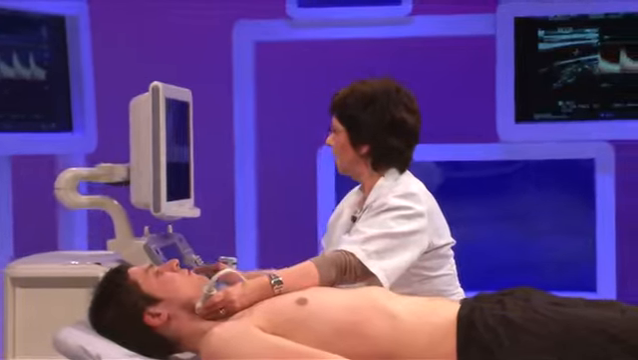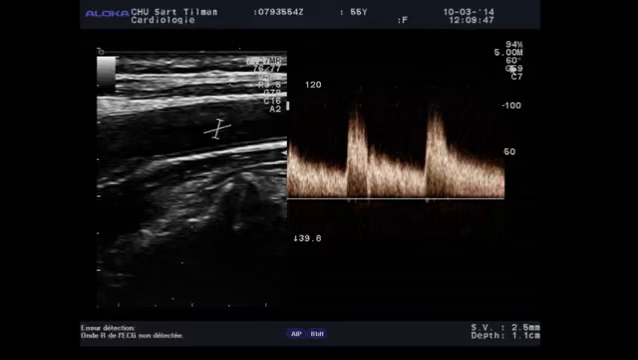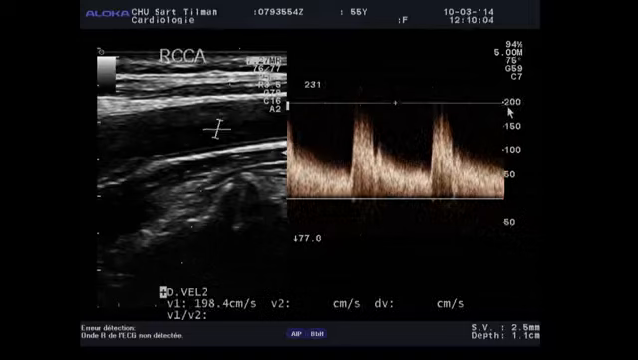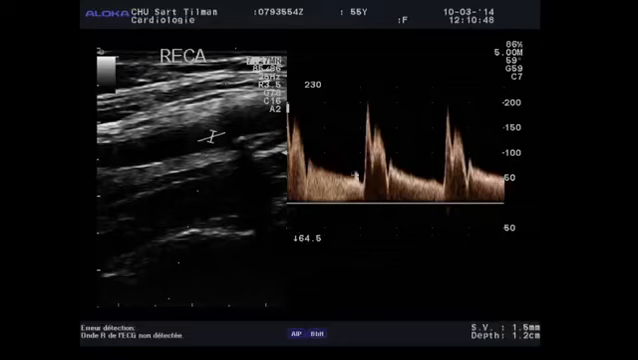You can see here, with the 60 degrees angle, the velocity is about 100 centimeters per second. And with the 75 degrees, it's 200 centimeters per second. Then we'll have a look at the external carotid artery. You can see here we have a different pattern with the lower diastolic velocity.